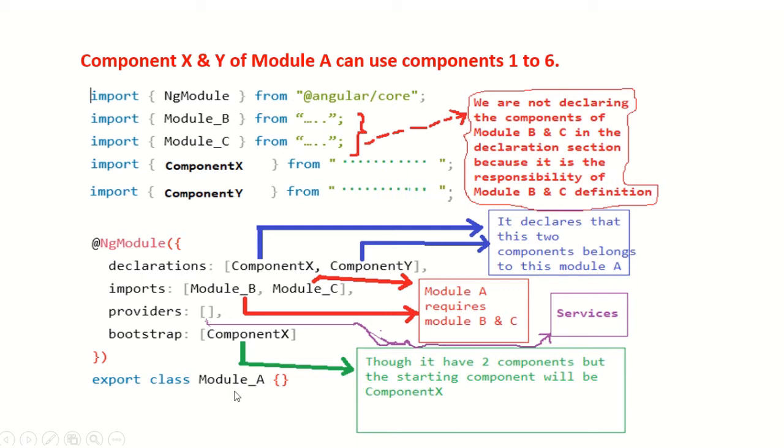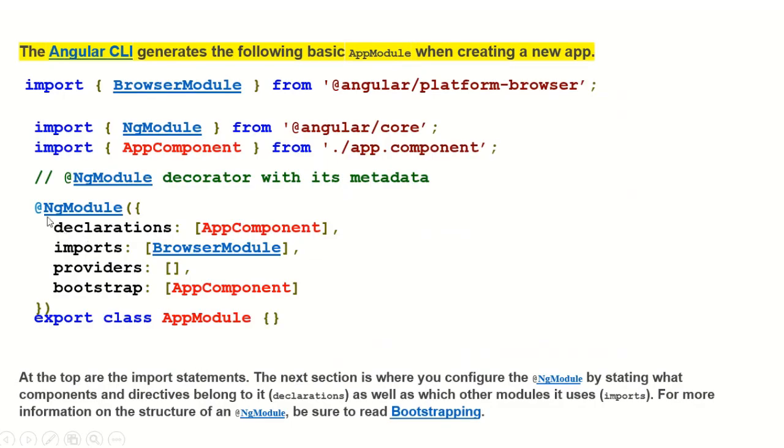Practically module, component, services, all are classes. They differ only due to this attribute. For module it is NgModule. This is called a decorator. From here to here we are calling it a decorator. So if it is an NgModule decorator, it will be considered as a module. Similarly for components, it will be @Component.